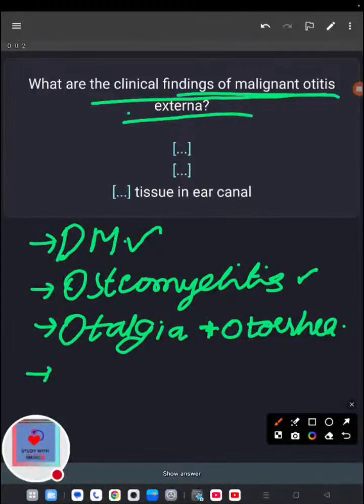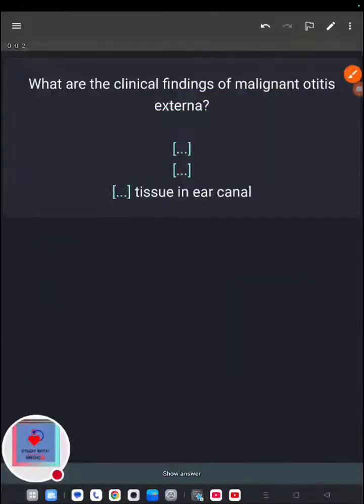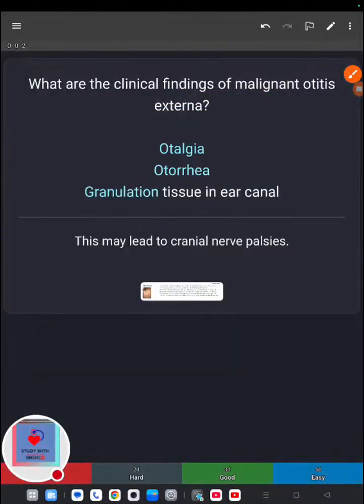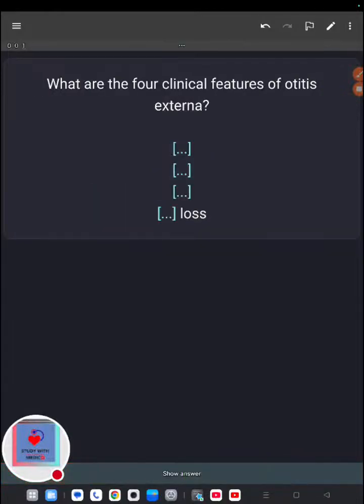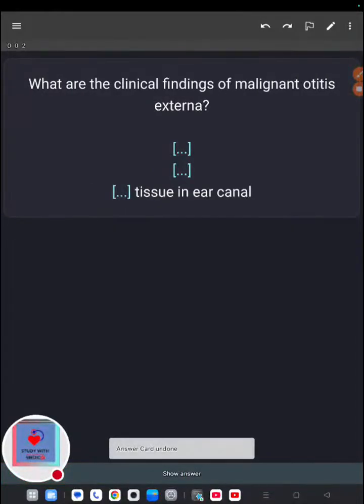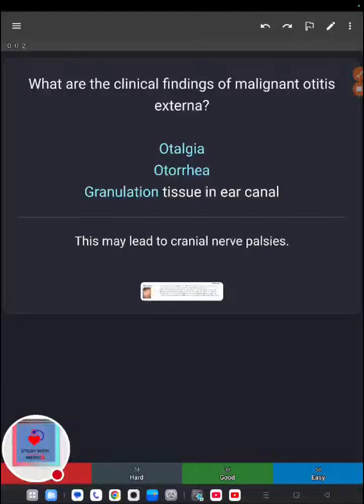So clinical findings of malignant otitis externa: there will be damage to the cranial nerves, otalgia and otorrhea, discharge, pain, and granulation tissue. This may lead to cranial nerve palsies. Okay, granulation tissue, remember that.